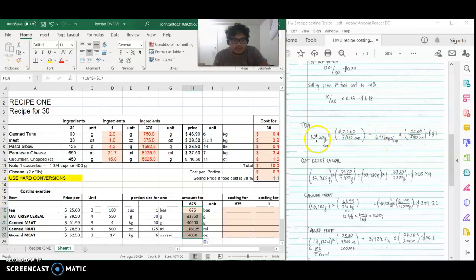So what I did is 675 bags. I multiplied it by $25.60, by 3 per 180 per cup. So that would be 3 bags per 180 cups. Okay? And multiply, that will give us 540 cups.